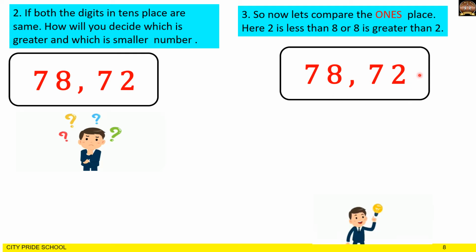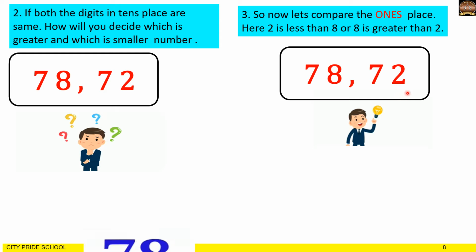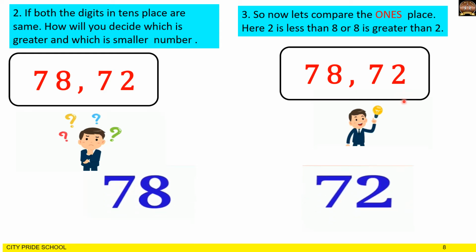So here is an idea. When the tens place numbers are same, what we will do? We will compare the ones place numbers, right? And now we came to know that 78 is greater than 72. So we'll write the numbers 78 here and 72 here. And tell me, the crocodile or the alligator will eat which number?